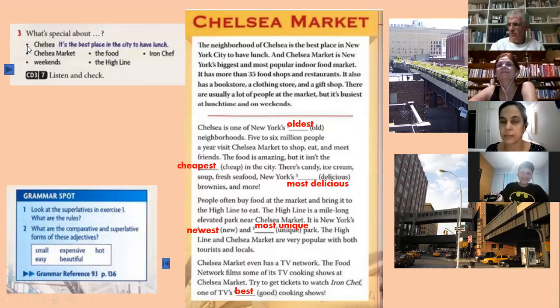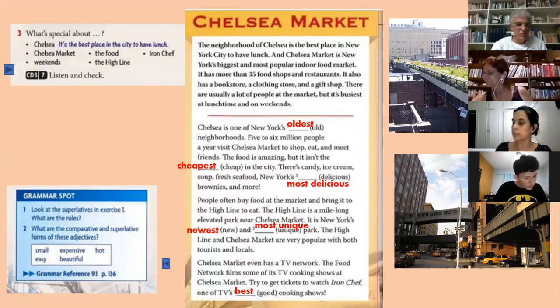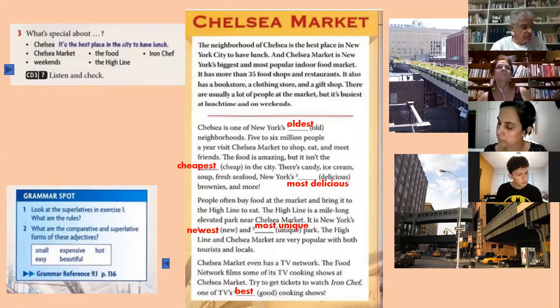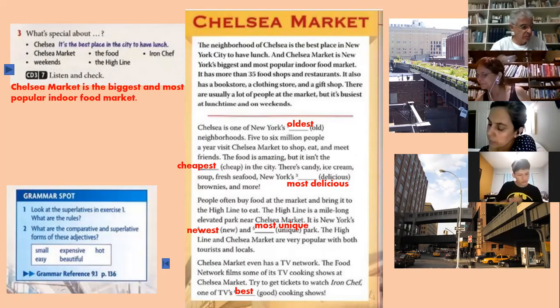So we have Chelsea is the best place in the city to have lunch. Jamson, what about Chelsea Market? Chelsea Market is New York's biggest and most popular indoor food market. That's right. It is the biggest and the most popular indoor food market. Exactly. It's indoor, it's inside one building. Okay, perfect.